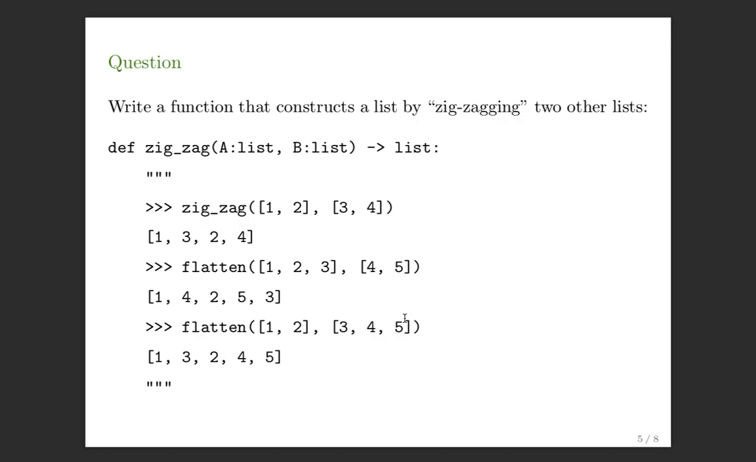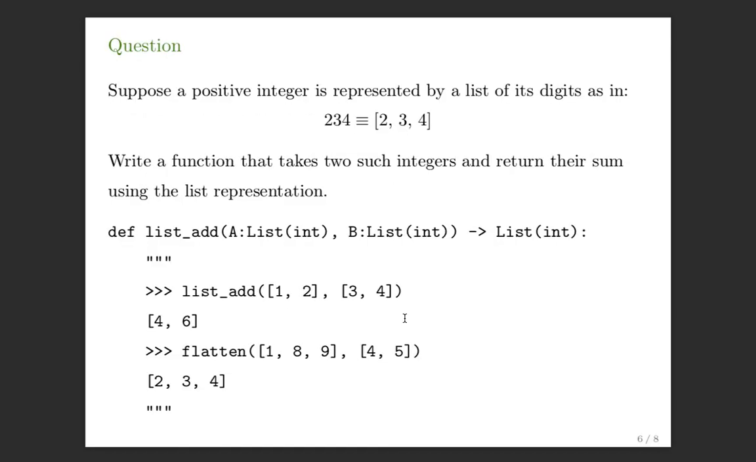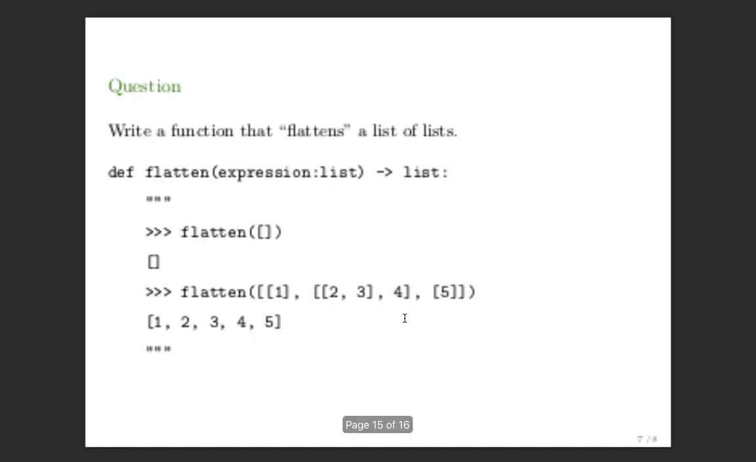So you zigzag for as long as you can, and then when one of the lists runs out of elements, you just append whatever's left from the other list. So try this one. This is a good midterm difficulty question. This one's fun. Suppose you represent a number like 234 by the list 234. Write me a procedure which adds 2 integers that are in this form. And don't forget about carrying, right?